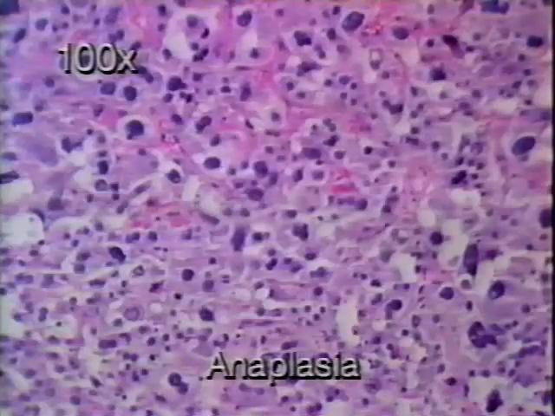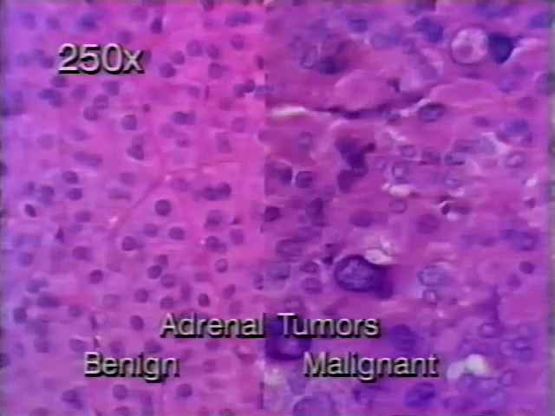A section from another cancer also shows the features of anaplasia. While here we can compare the histologic and cytologic features of benign and malignant tumors arising in the adrenal cortex.